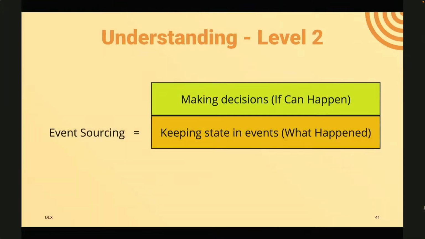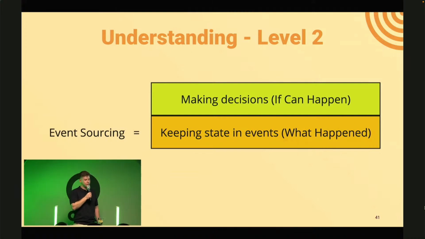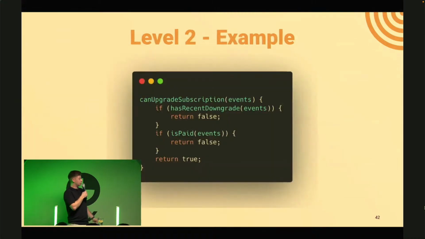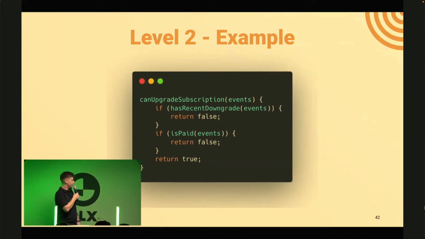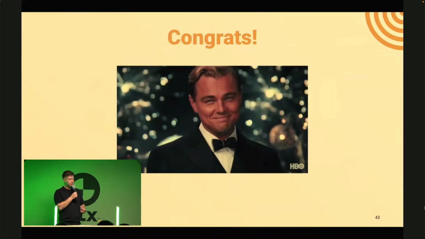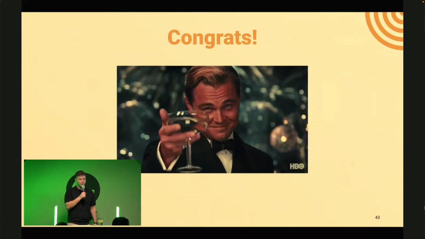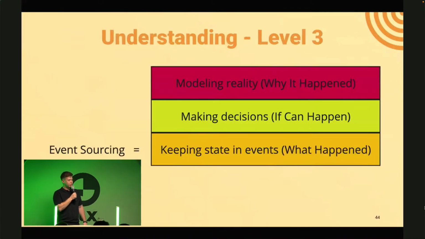Moving to the understanding at level 2, event sourcing is about making decisions based on the events. So our system now can answer the questions if something can happen based on the events. For example, using this piece of code, can customer upgrade subscription given this list of events? First, we checked in the list of events if he recently downgraded and if he paid, based on the events, and we can answer this business question. So congrats. On the second level, you can call your application event sourced, but we can do better.